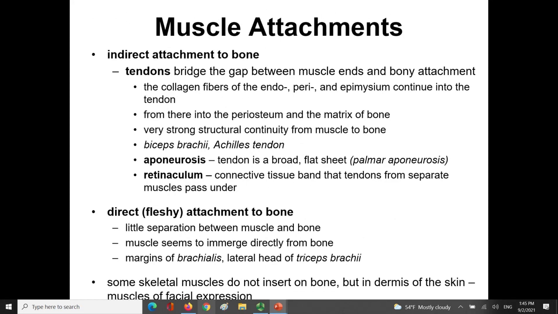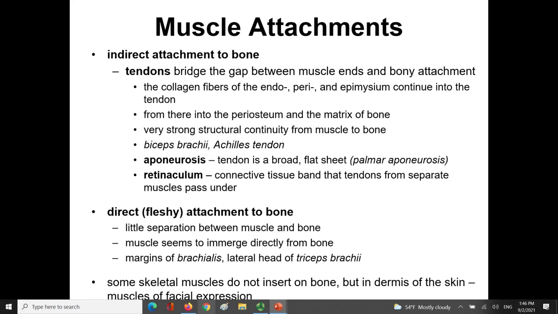Then we have muscle attachments. You can have either an indirect attachment or a direct attachment, and we need to know what the difference is. When you have an indirect attachment to a bone, you have a tendon that is bridging the gap between the muscle ends and the bony attachment. So you have a tendon connecting the muscle to the bone.